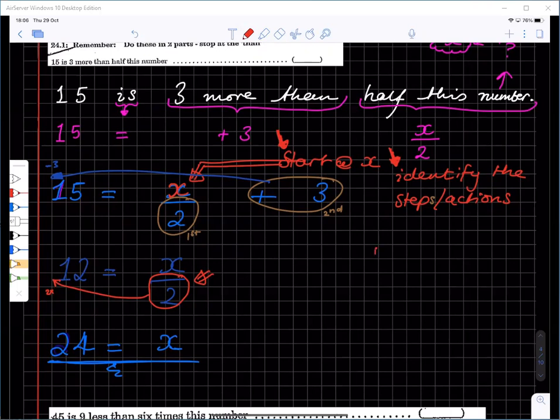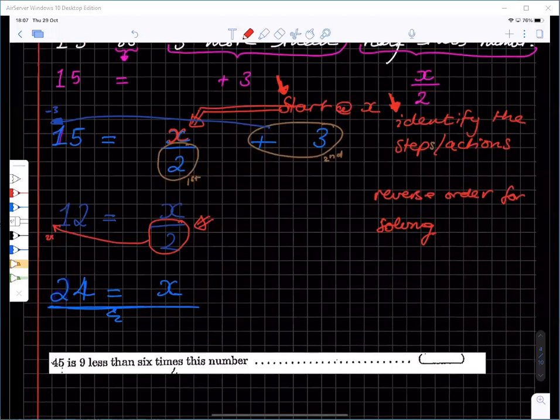Okay, so we are going in reverse order for solving. So what did we move first then? Plus 3. Okay, what's the opposite of plus 3? Minus 3. Okay, lovely. What's 15 minus 3? 12. Okay, what do we do next? We copy what we have left over down. What we have left over, if you move the plus 3? Divide by 2. X divided by 2, lovely.